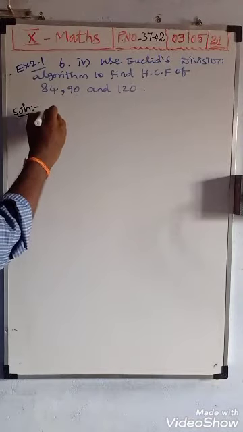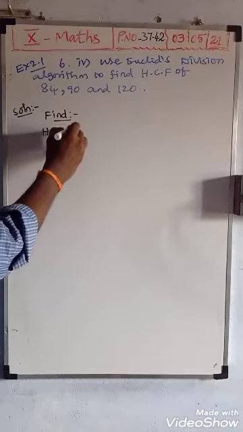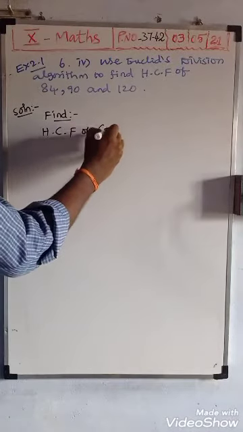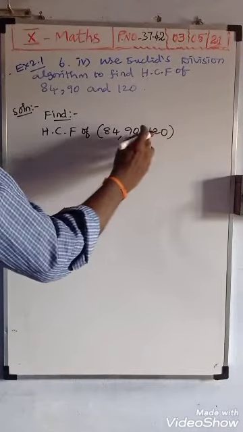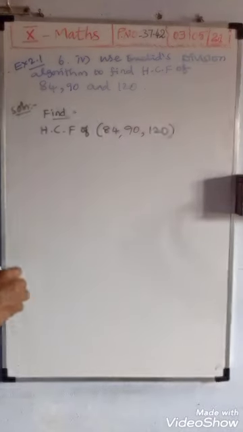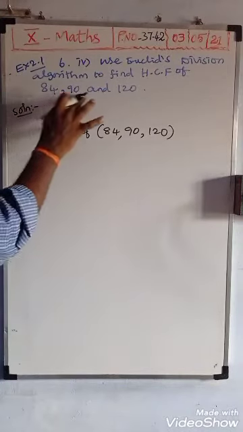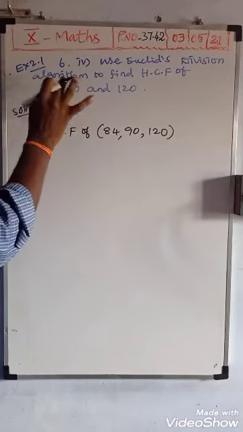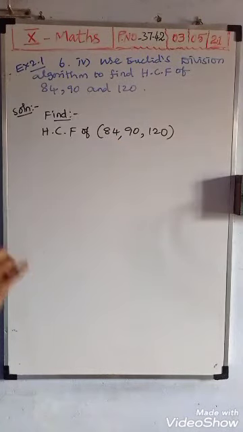First, what do we want to find? Find the HCF of 84, 90, 120. So we want to find the HCF of these three numbers. Okay. First, we choose any two numbers: either 84 and 90, or 84 and 120, or 90 and 120.